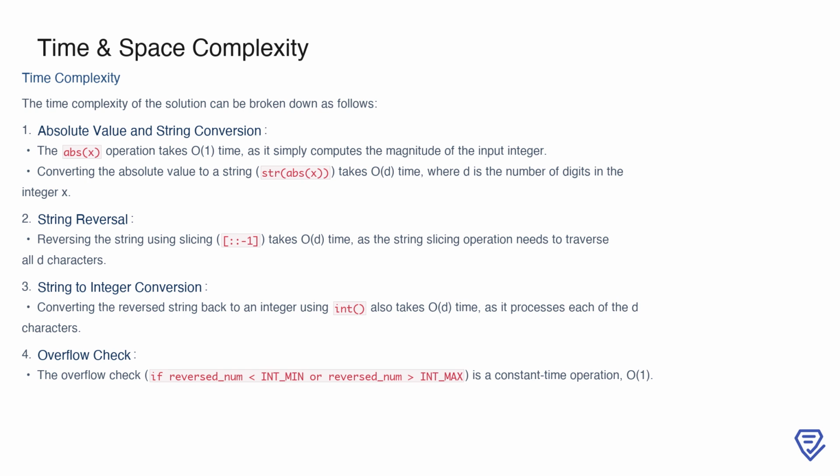conversion. Then, reversing this string using slicing, [::-1], also requires O(d) time since it traverses all d characters in the string. After that, converting the reversed string back into an integer with int() again takes O(d) time, as every character in the string must be processed. Finally, the overflow check, which ensures the reversed number remains within the valid 32-bit signed integer range, is a simple comparison and takes constant time, O(1). Together, these steps form the basis for analyzing the overall time complexity of the solution.